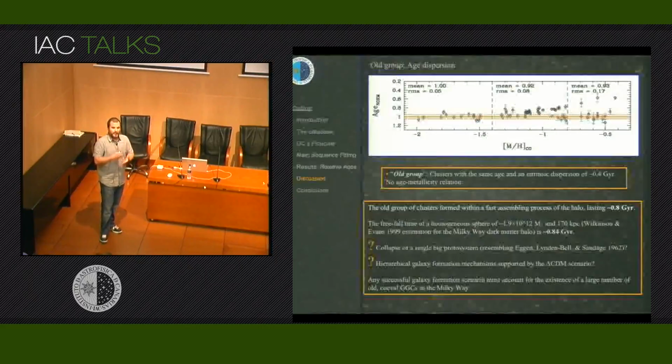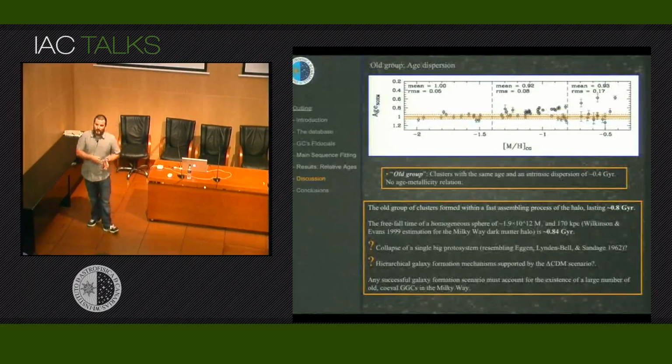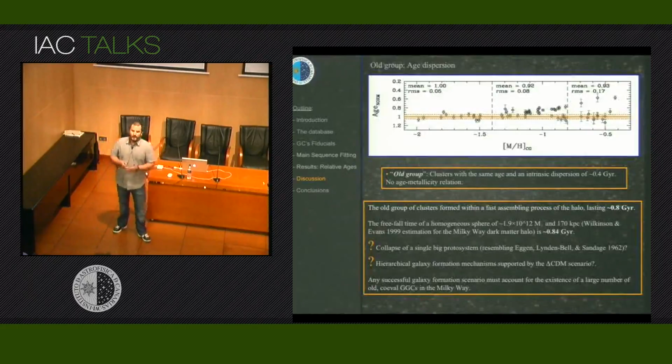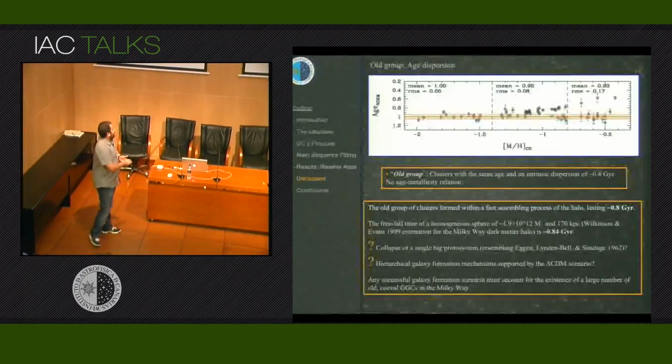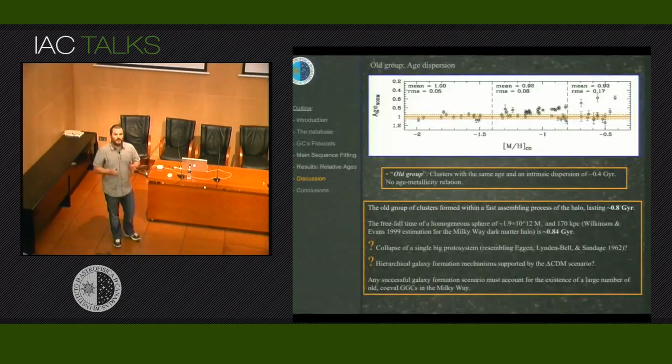Traditionally, the age dispersion of globular clusters has been used to reject the possibility of a collapse of a single big protosystem. In this case, what we are concluding is that, according to the globular cluster ages, we cannot reject this option. We are not rejecting either the hierarchical galactic formation mechanisms that are predicted in the cold dark matter scenario, but any successful galaxy formation scenario must account for the existence of a large number of old and coeval globular clusters.